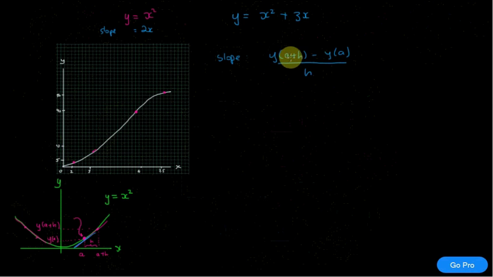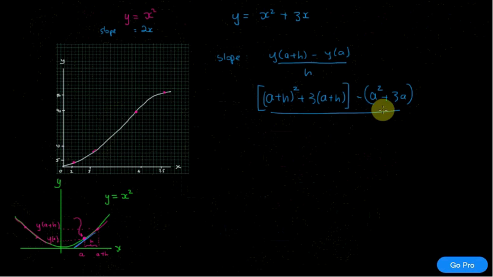Okay, so remember, the a plus h is just a placeholder for some future x value, and this a is just some initial x value. So whatever this formula requires me to do to the x, I'm just going to substitute it with that a plus h. So this becomes a plus h squared plus 3 times a plus h, so that's this whole formula, minus a squared plus 3 times a, and all of that over h.